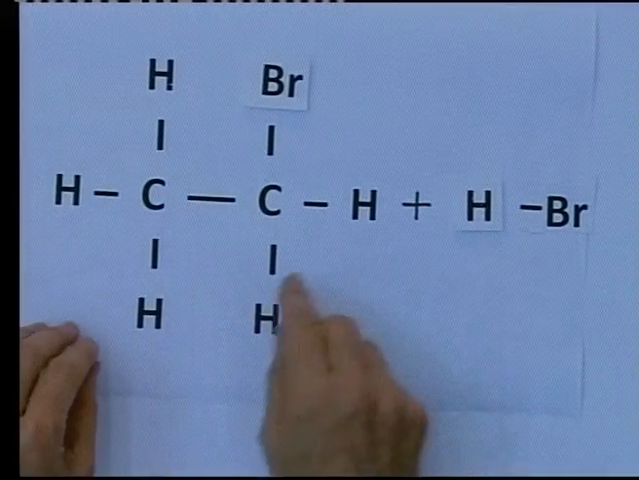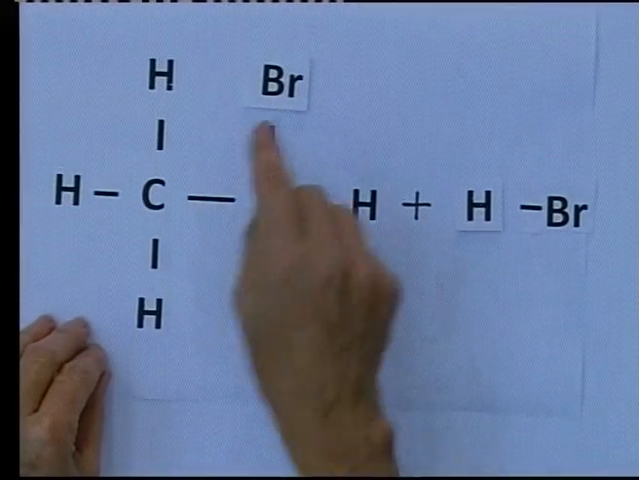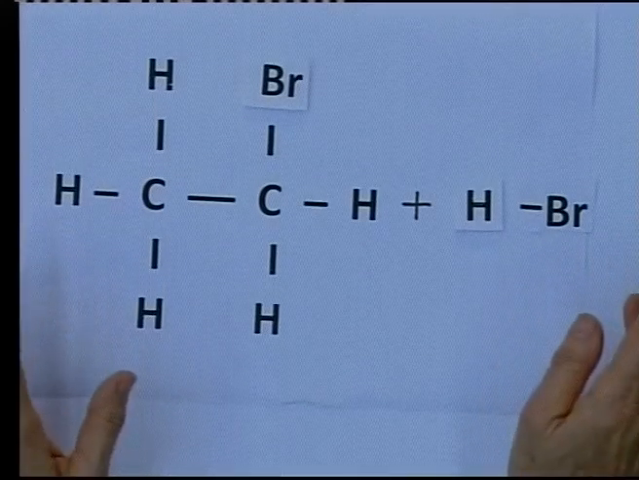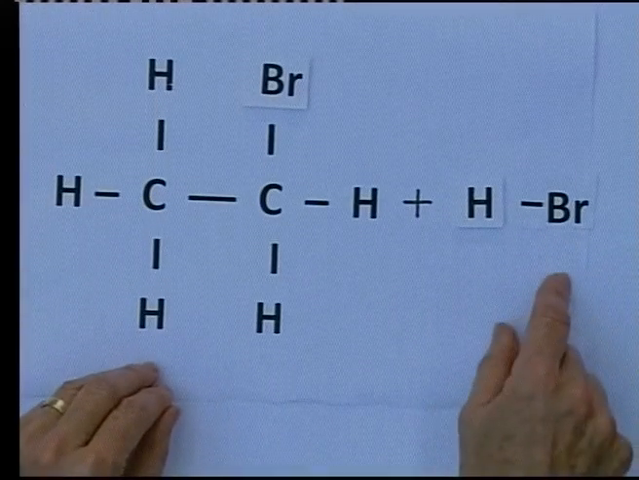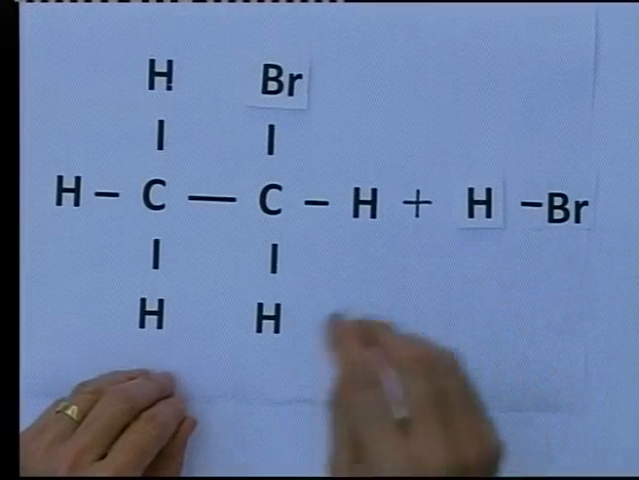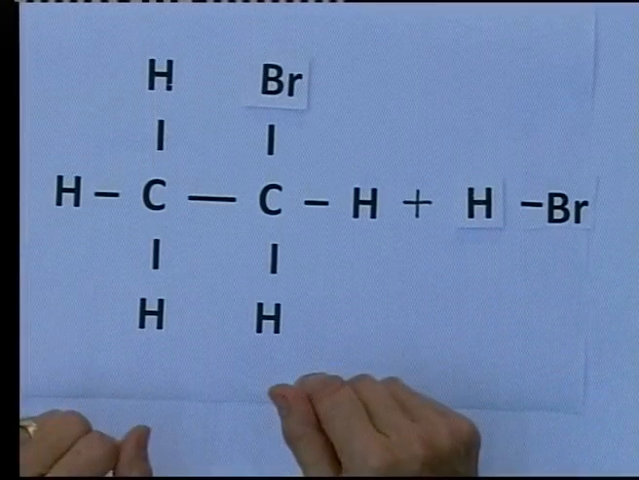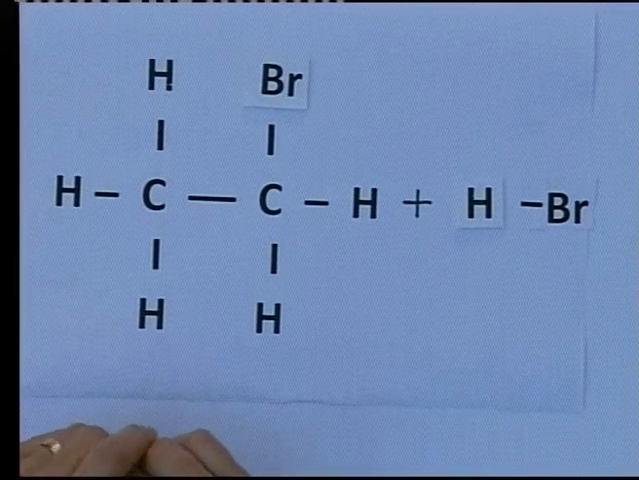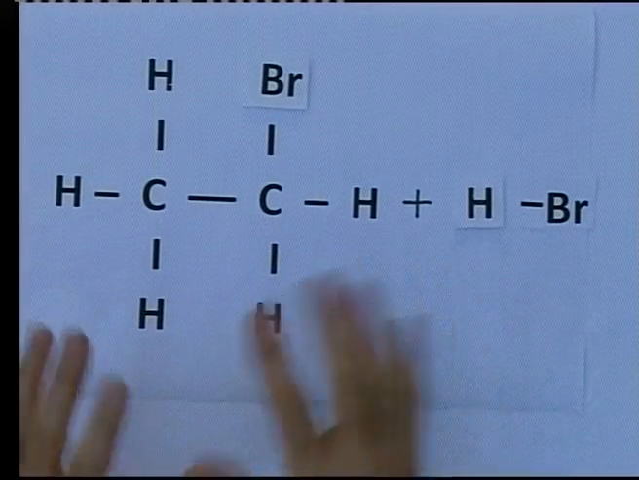So I end up with a haloalkane and HBr. And it could be chlorine, HCl. It could have been chlorine, and then I end up with HCl or iodine or whatever. But let's just take bromine as an example. Right, the other halogens will do exactly the same.